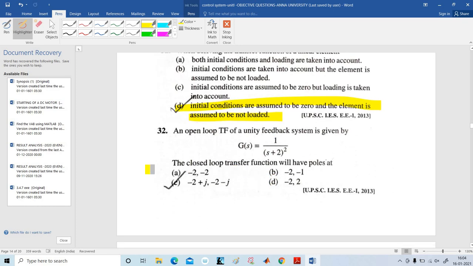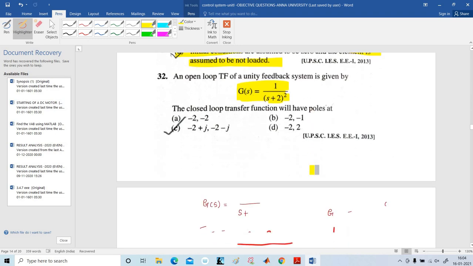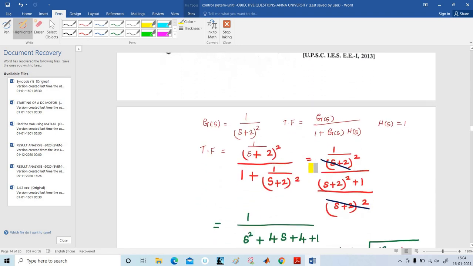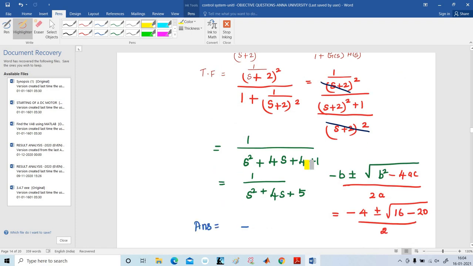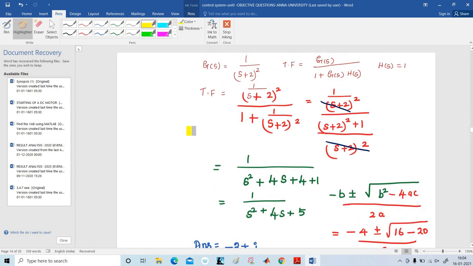Next question. The open loop transfer function of the unity feedback system, G of S equal to 1 by S plus 2 the whole square, is given. The closed loop transfer function will have poles at? So this is the open loop transfer function. From the open loop transfer function, first of all, I am going to find out the closed loop transfer function. So what is the closed loop?